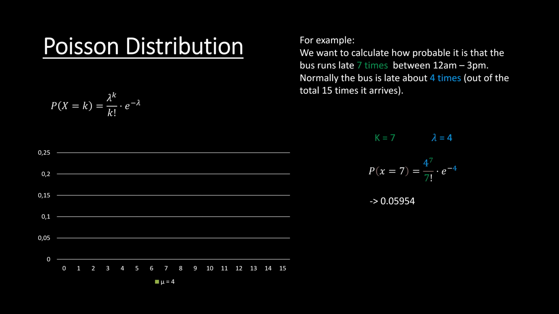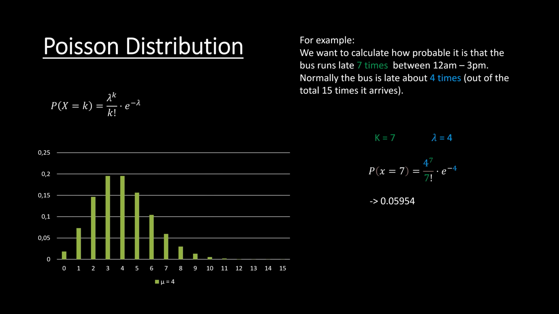Now let's plot this and take a look at the distribution overall. And as we can see, we were correct. The probability is highest for k equaling 4, which is quite intuitive as it is the expected value.